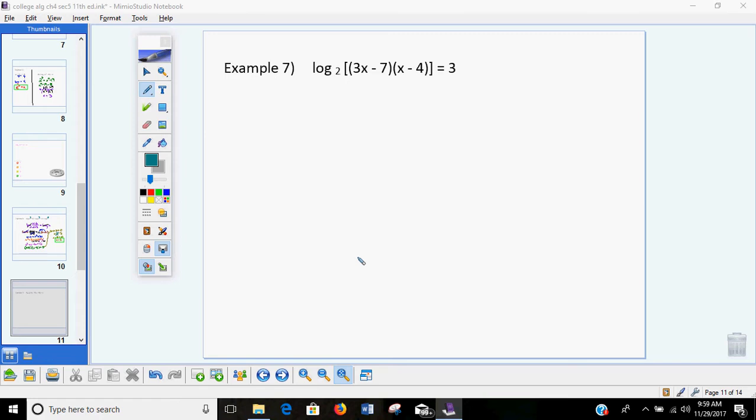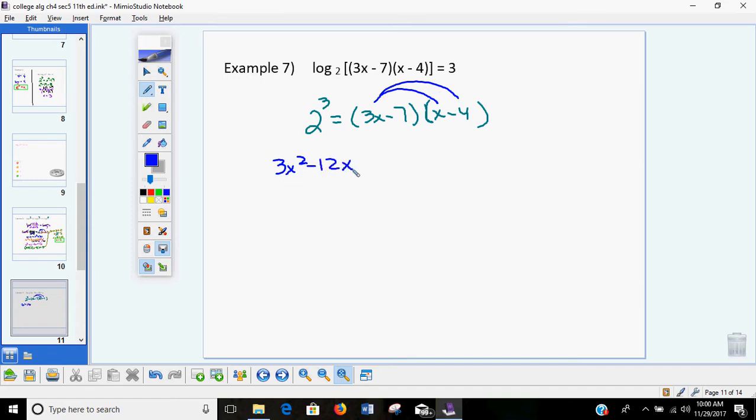I'm going to have 2 to the third equals 3x minus 7 times x minus 4. Now I've changed it. I no longer have logs, so I can solve this one. I'm going to FOIL the right-hand side. 3x times x is 3x squared. 3x times negative 4 is negative 12x. Negative 7 times x is negative 7x. And negative 7 times negative 4 is a positive 28.